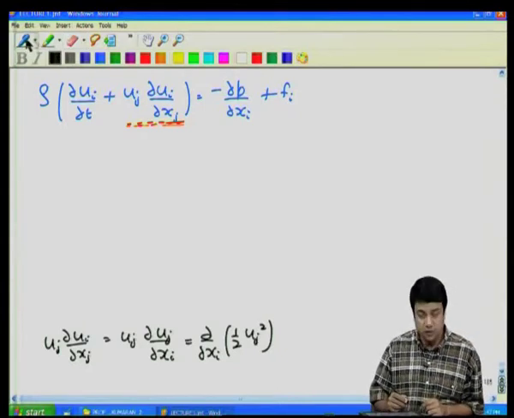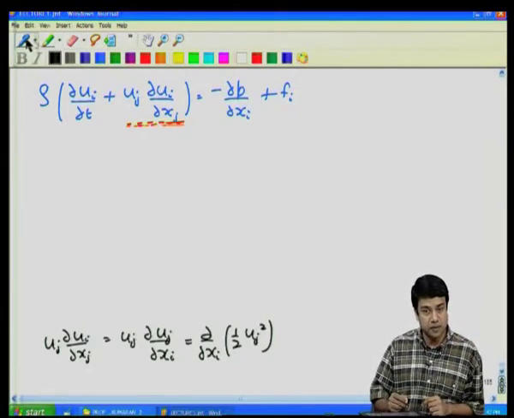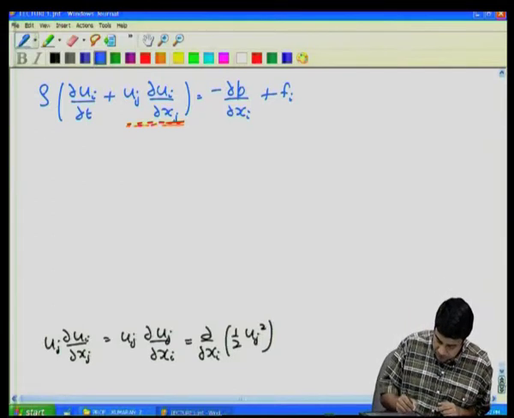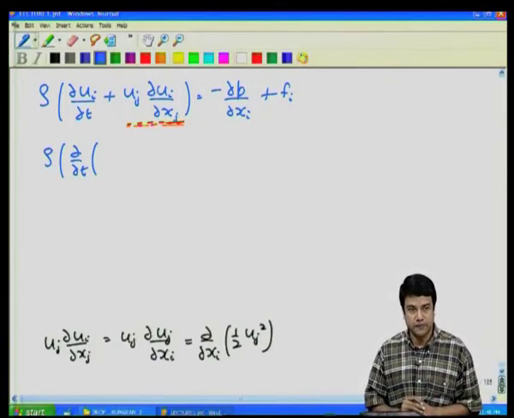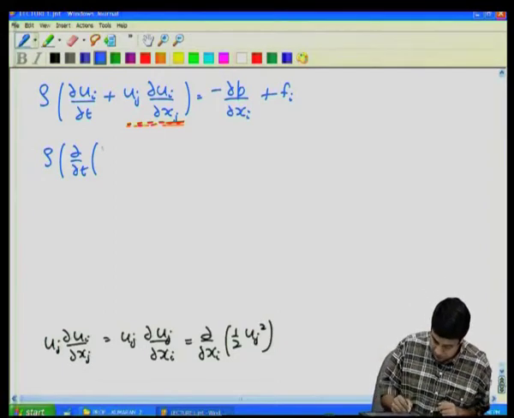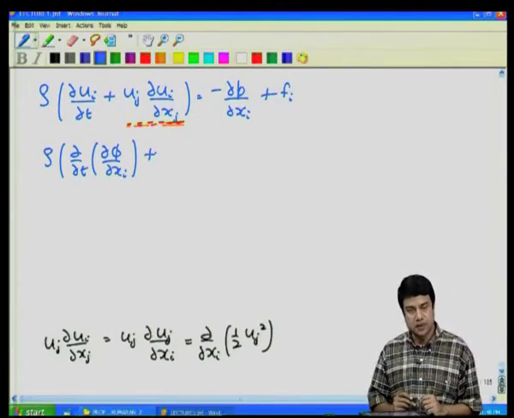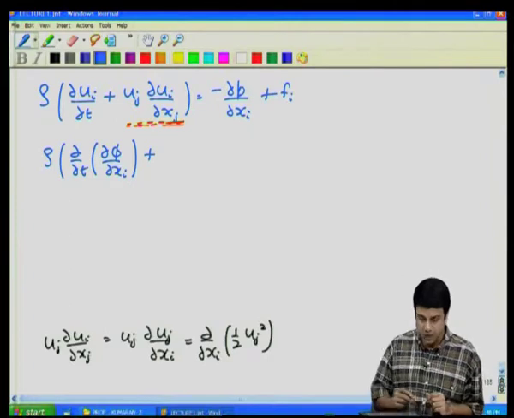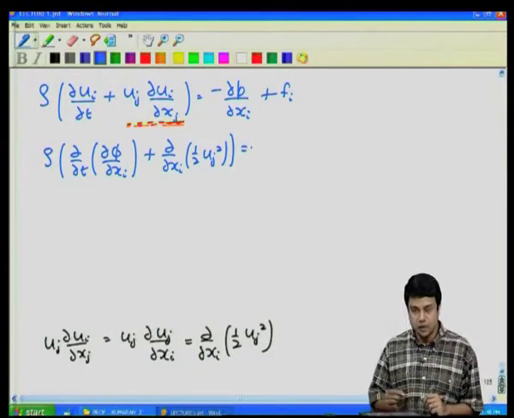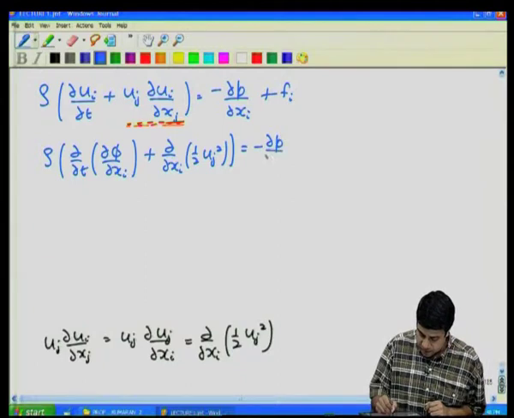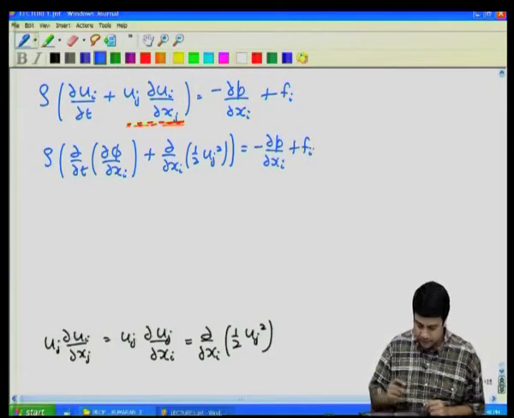Okay. So, let us substitute that in here. For the first time derivative of the velocity, I will substitute partial by partial t of velocity, which, as I said, can be expressed as the gradient of a potential. So, I will substitute the gradient of the potential here. The second term, I can write it as the gradient of half uj square, is equal to minus partial p by partial xi plus Fi.